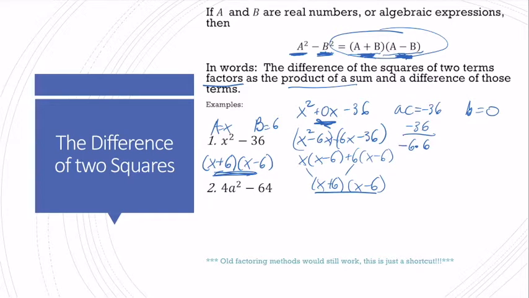Next, why don't we go ahead and factor 4a squared minus 64. So the first thing I want to do is pull out the greatest common factor, 4, to get 4 times a squared minus 16. In this case, my capital A is little a, and my b is the square root of 16, which is 4. So I have a plus 4 times a minus 4.